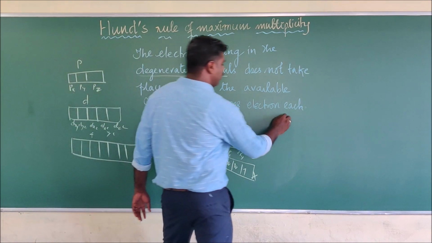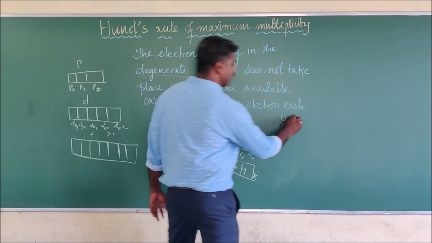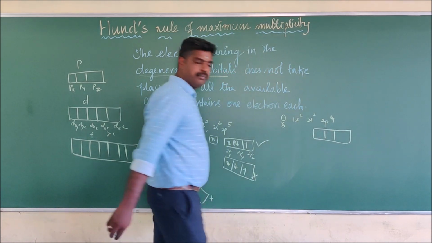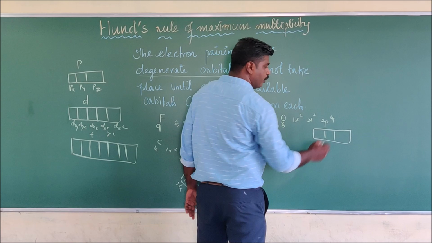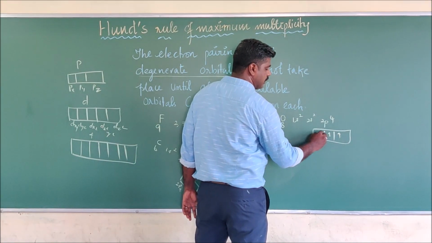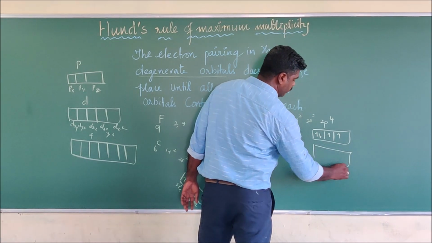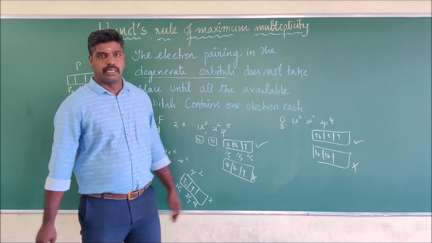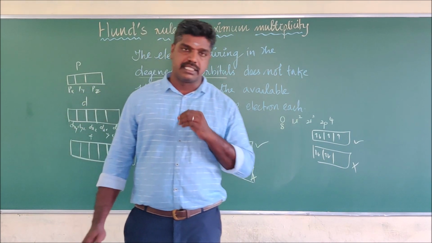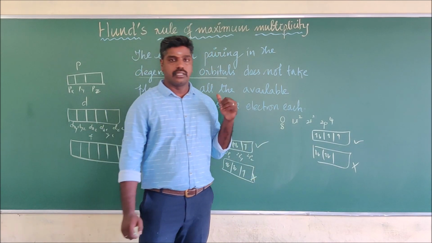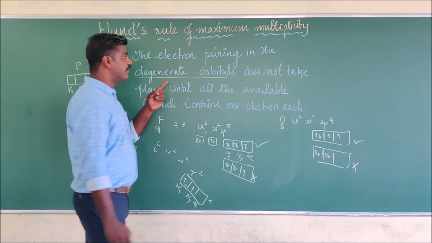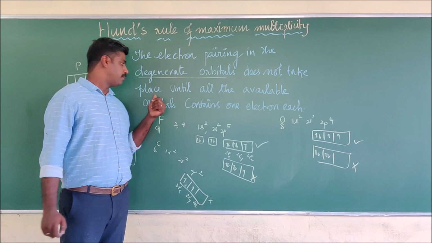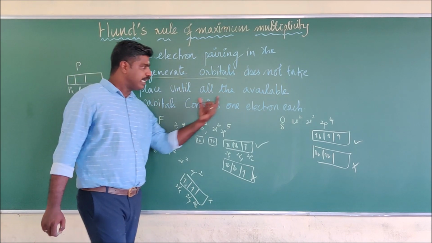Let us see one more example: oxygen, atomic number 8: 1s2, 2s2, 2p4. We are going to fill the p orbital, which has 4 electrons. We have to fill like this; this is the correct method. This is not a correct method, this is a wrong method. That means the electrons should be filled in the orbitals first singly, then paired. This is called Hund's rule. The definition is: the electron pairing in the degenerate orbitals does not take place until all the available orbitals contain one electron each.